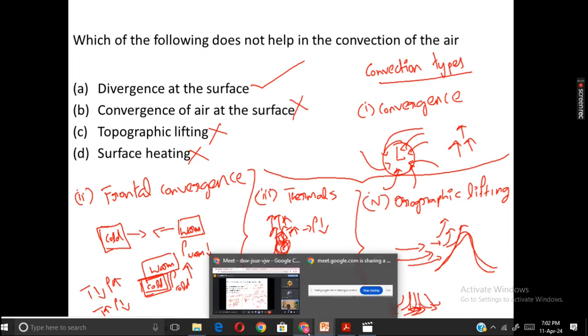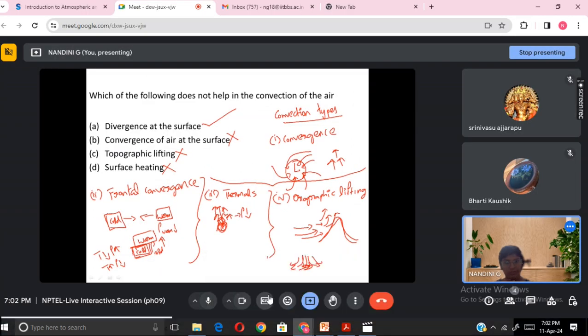So this is basically when two air masses of different temperatures and densities meet each other. What will happen? One air mass will go down, which is having a lower temperature and higher density, and the warmer air mass, which is having a higher temperature and lower density, will go up. It will be going like this. So that will also lead to upliftment of air and convection. Is it clear?